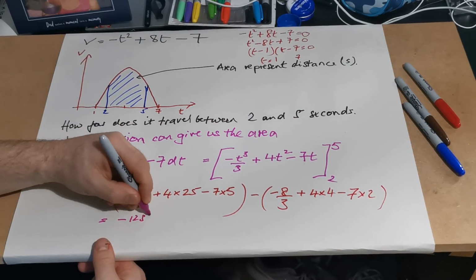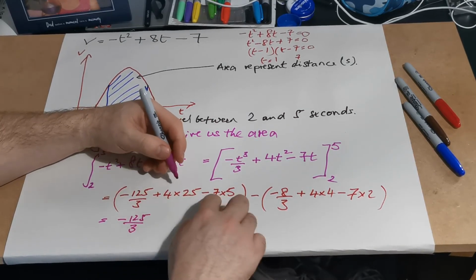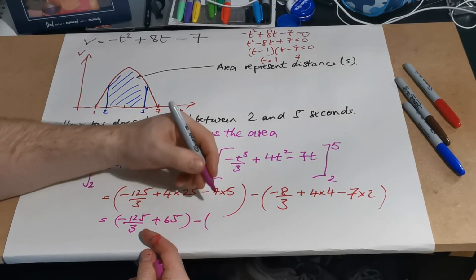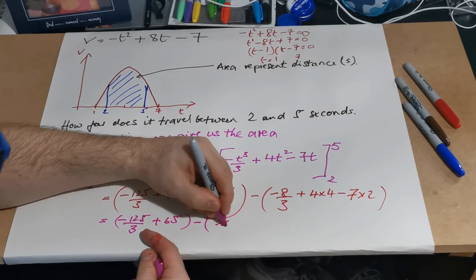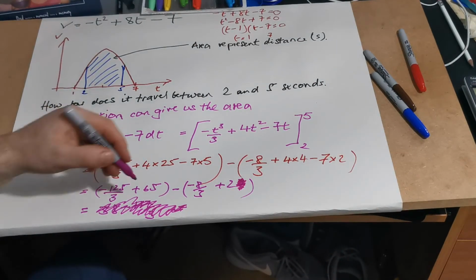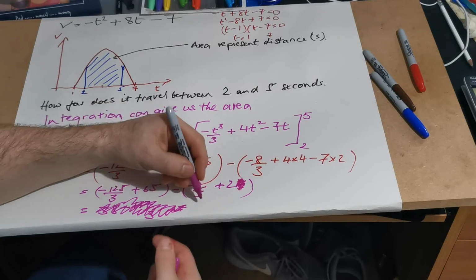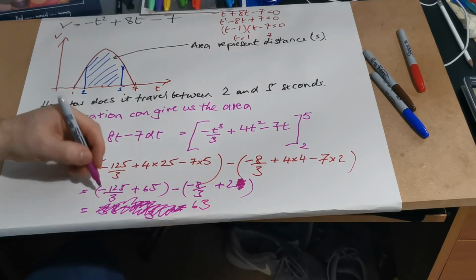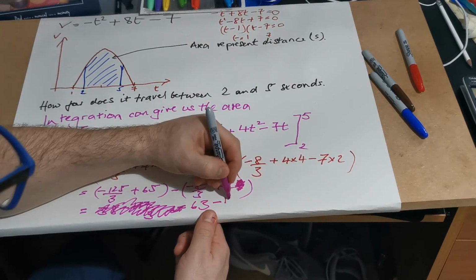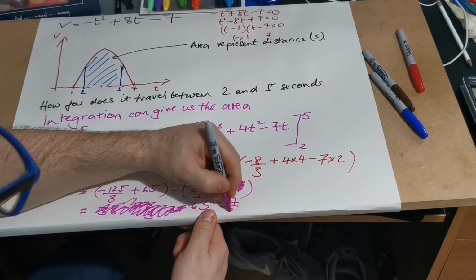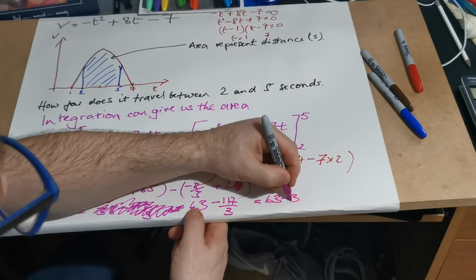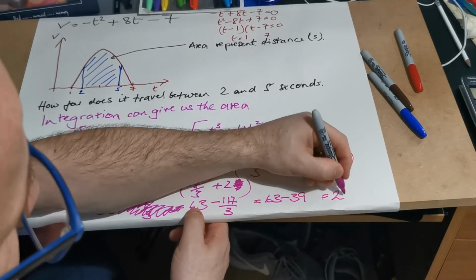minus 125 over 3. This is 100, take away 35, so that's 65. And then take away minus 8 over 3. Then I've got 16 take away 14 is 2. So I've got to do 65 take away 2, which is 63. And then minus 125 over 3 minus 8 over 3 would be minus 117 over 3, which I think comes to 63 take away 39, which is 24.